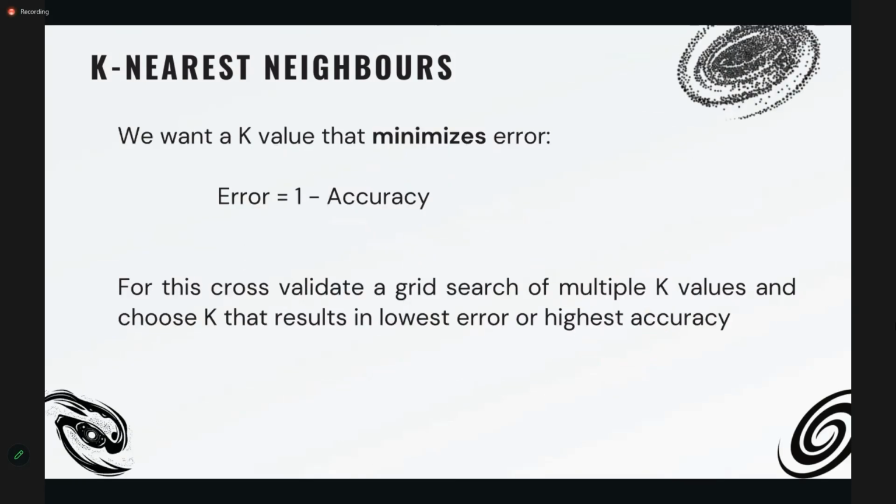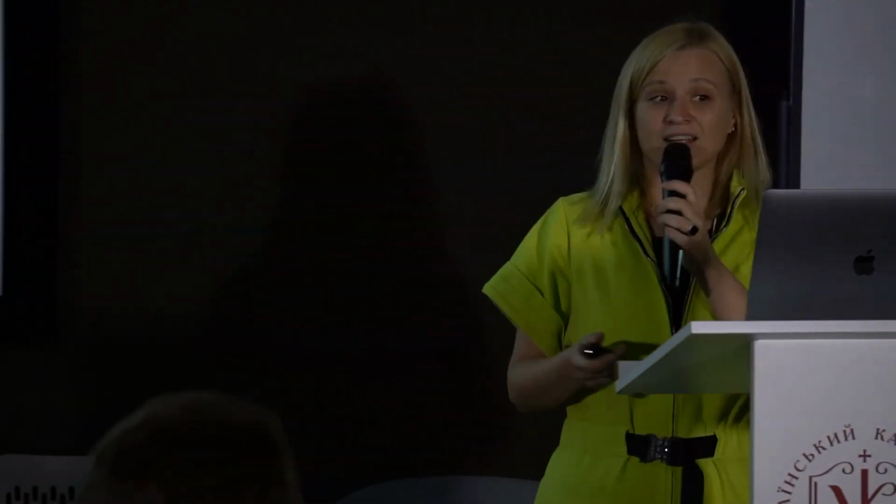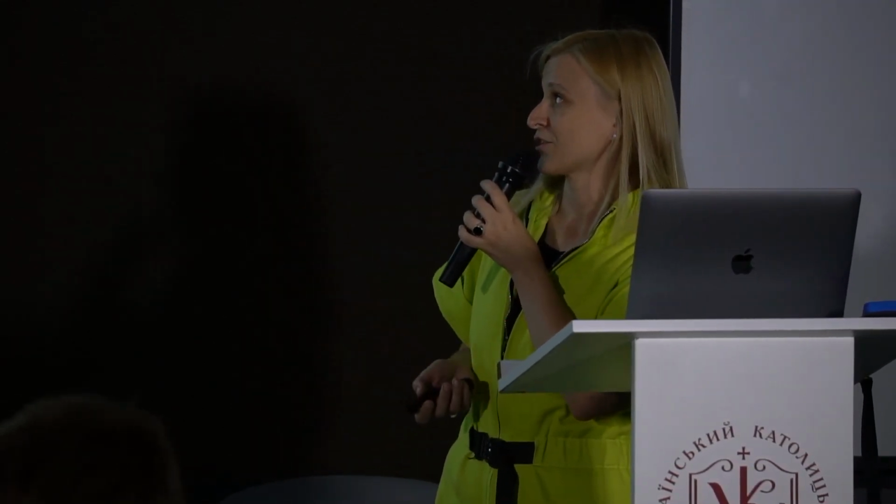And if we want a k value that minimizes error, in this situation, we should validate with a grid search over multiple k values and choose the k that results in the lowest error or highest accuracy. Okay, the nearest neighbor algorithm first of all chooses the k value, sorts feature vectors by distance metric, and chooses the class based on the nearest feature vectors. The next one is support vector machine.